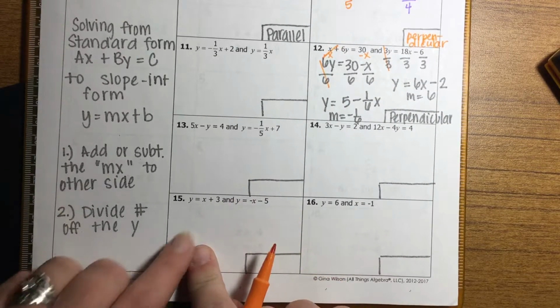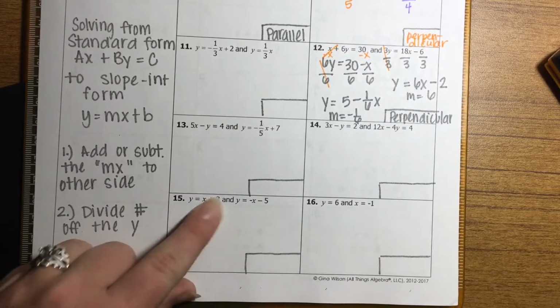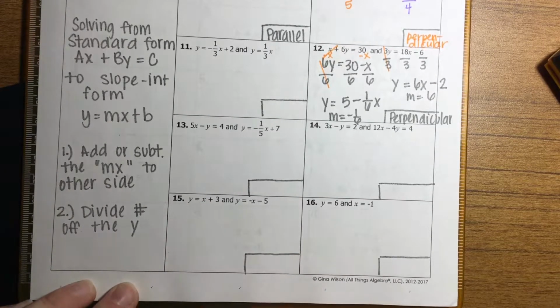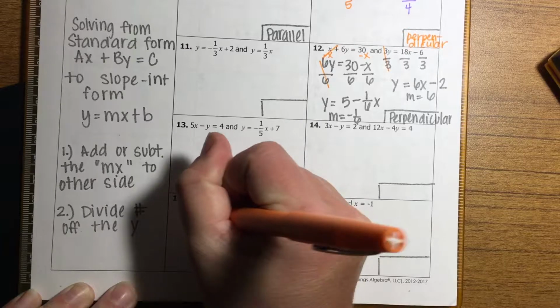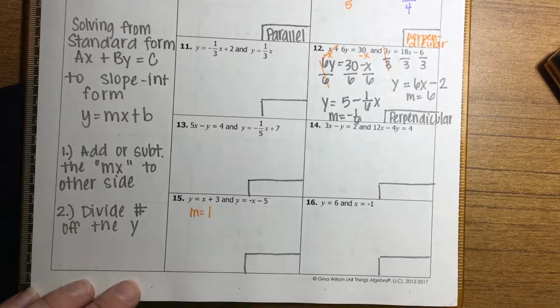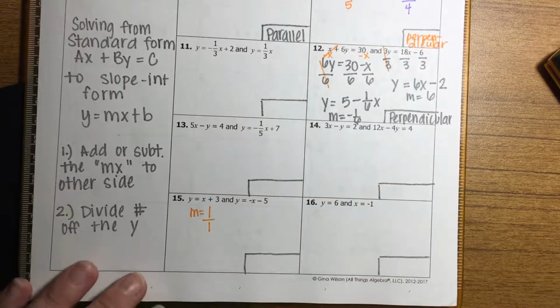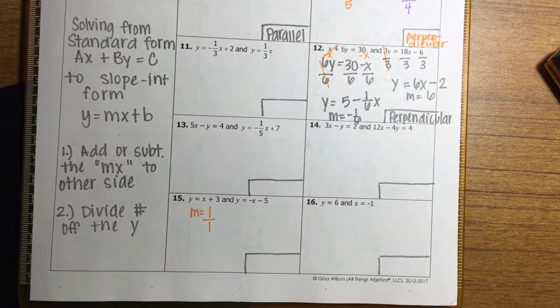So if I look at number 15, it looks pretty simple, but we've got to be careful with these ones. My slope here is what's in front of x, which is going to be 1. So I get m equals 1. When I do slope, remember, you can always divide it by 1. That's how I get my rise over run. So really, what's in front of that x is 1/1.